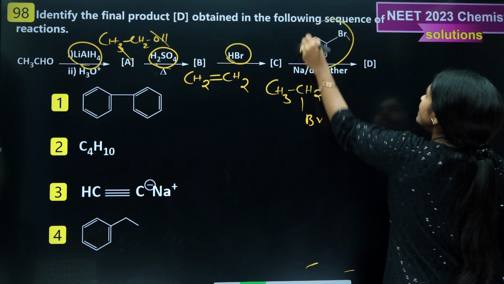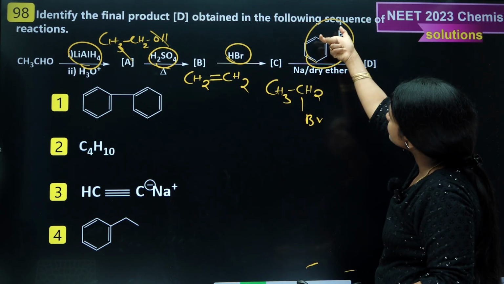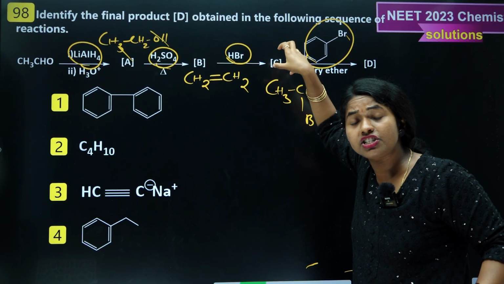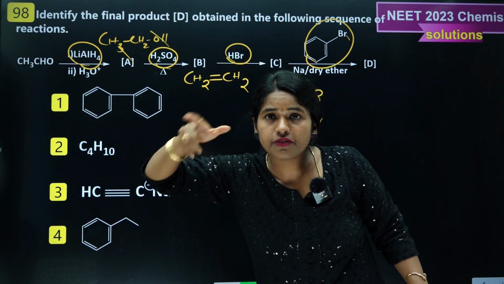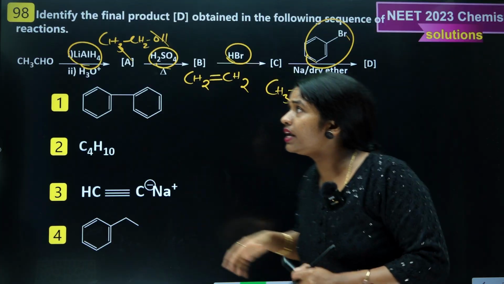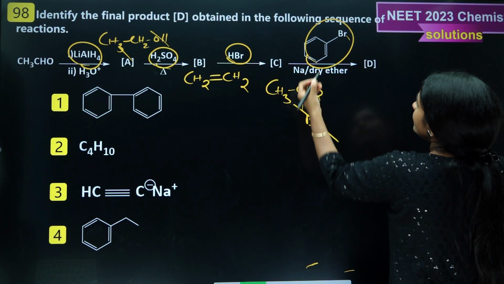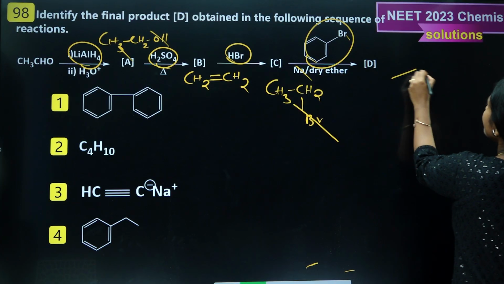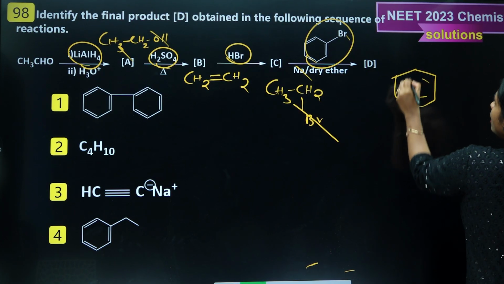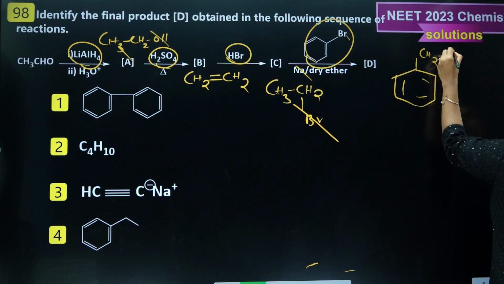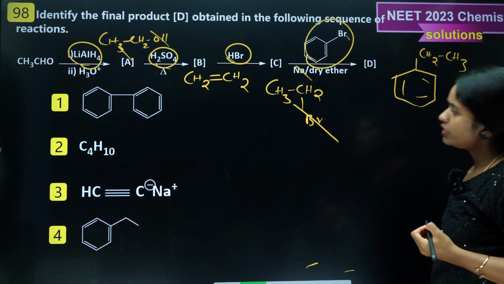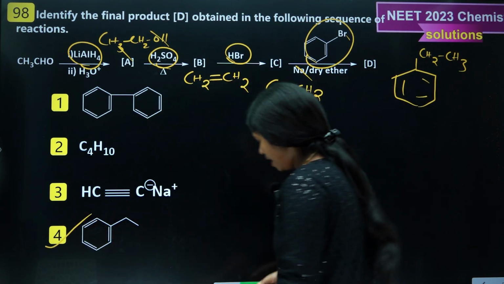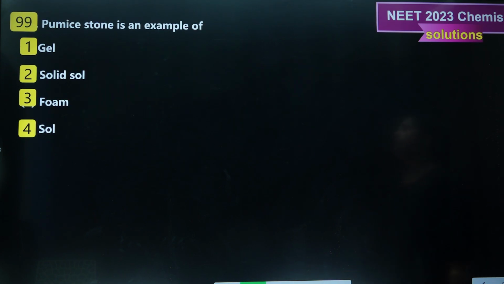Now this is an alkyl halide, this is an aryl halide, which reaction is this, students? This is the Wurtz-Fittig reaction. In presence of sodium, what happens? This Na and Br go out, and we will be getting CH2CH3 here. So which option is this? Option number 4 is the correct answer.